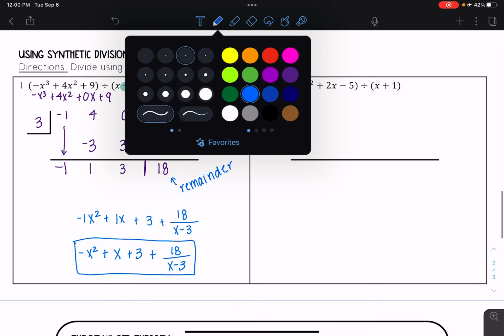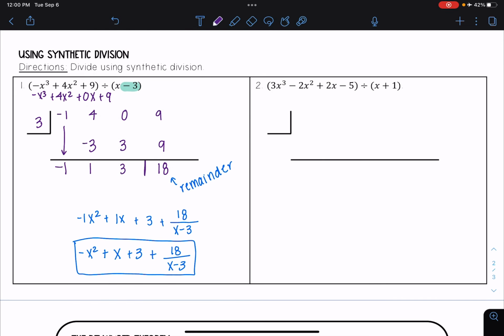Okay, let's try another one. Here I have 3x cubed minus 2x squared plus 2x minus 5, and I will divide that by x plus 1. So here I have a plus 1, so that means I'm really putting a negative 1 here. Remember, I do the opposite. Here I'm not missing any terms. I have my x cubed, x squared, x, and 5, so I'm going to write the coefficients across. So I have 3, negative 2, 2, and negative 5. And then I'm going to block off to remember over here is going to be my remainder.